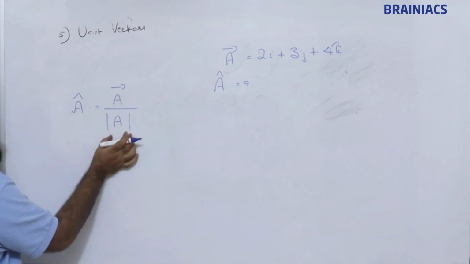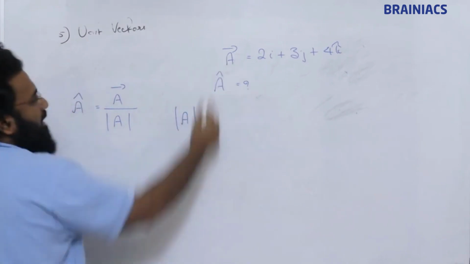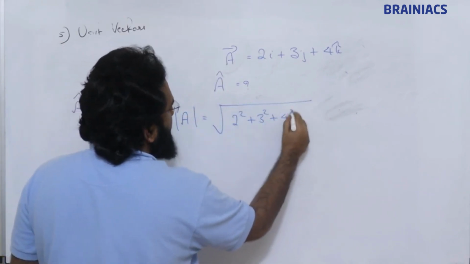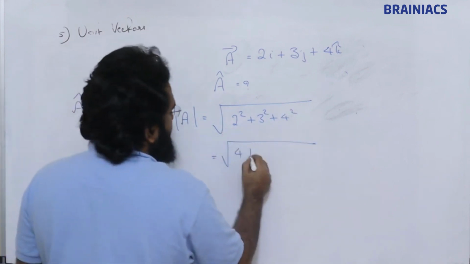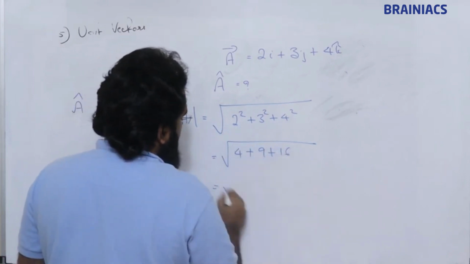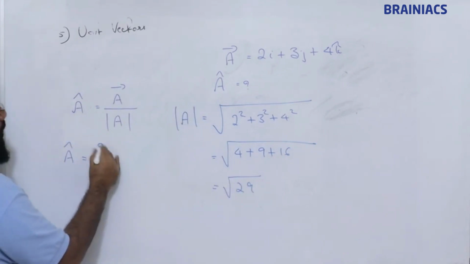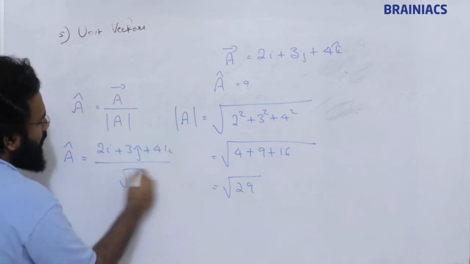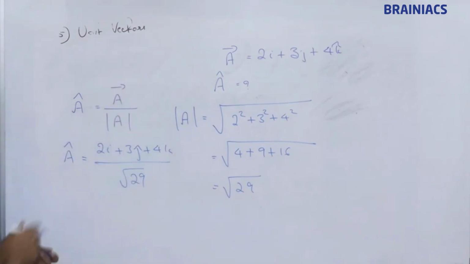What does this sign show? This modulus sign is nothing but magnitude. How to find magnitude? If a is this, root of 2 square plus 3 square plus 4 square. So root of 4 plus 9 plus 16, so root 29. So to find the unit vector, we take 2i plus 3j plus 4k divided by root 29. This is the unit vector of this vector. Please note everything down.